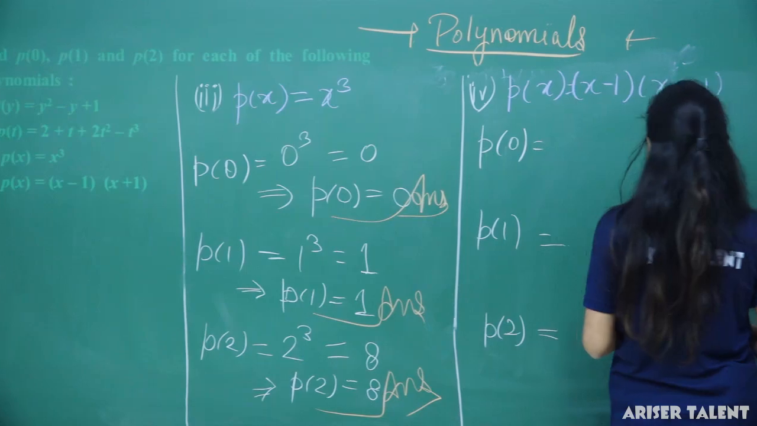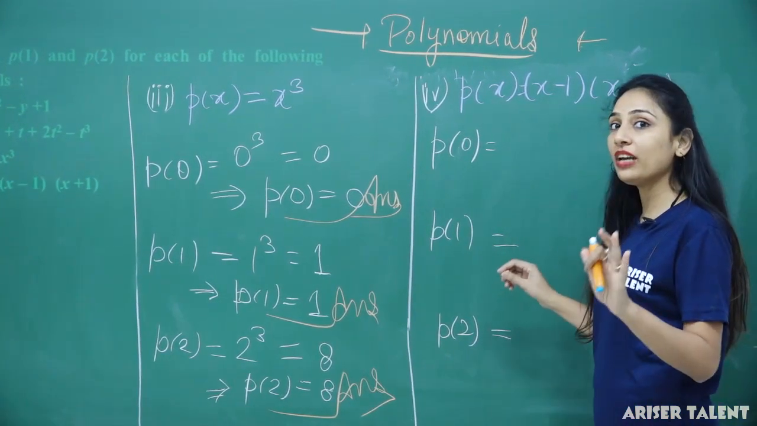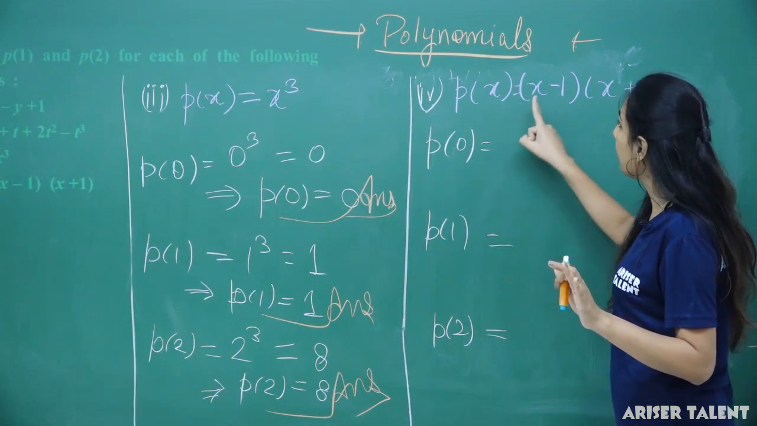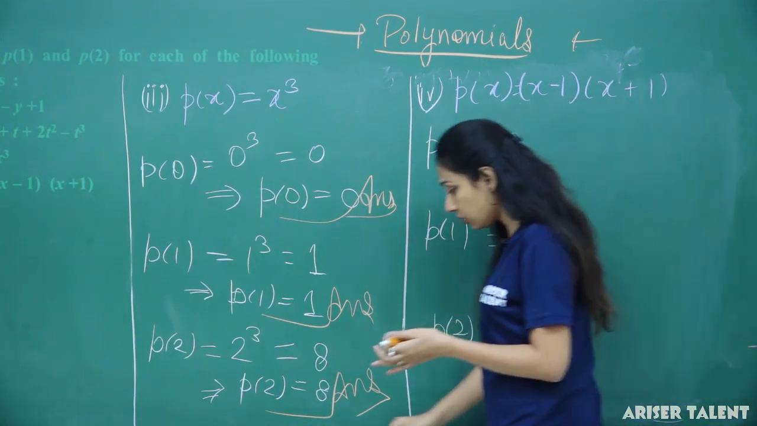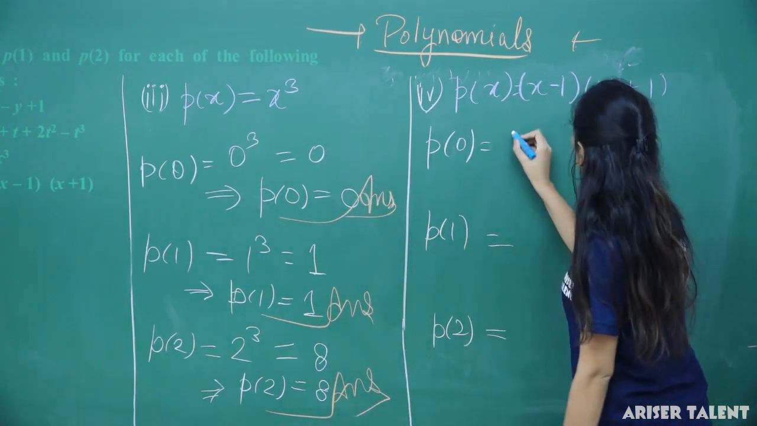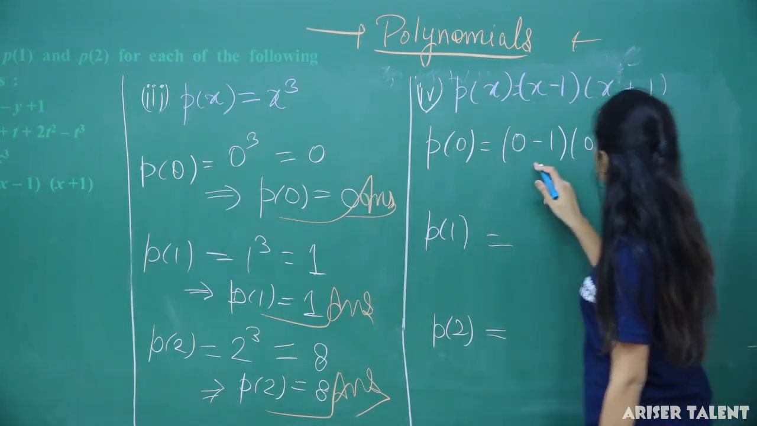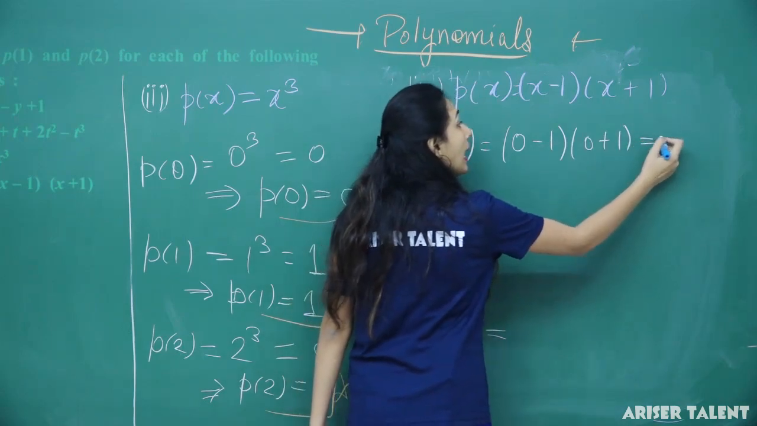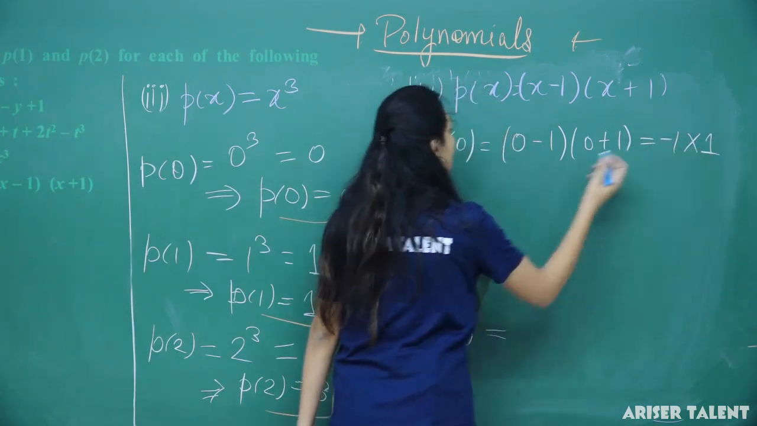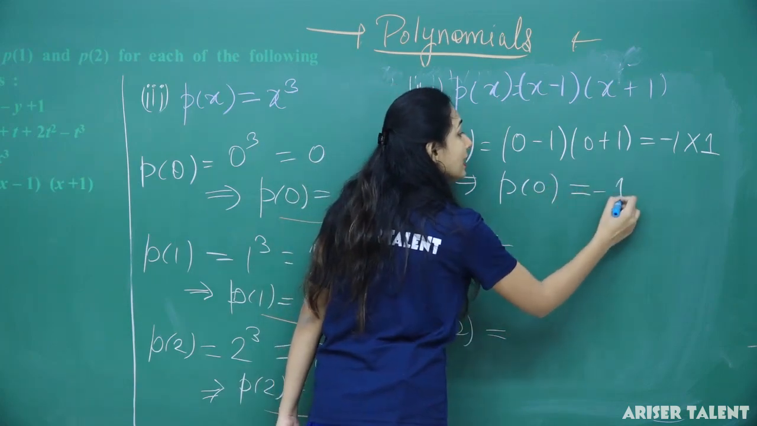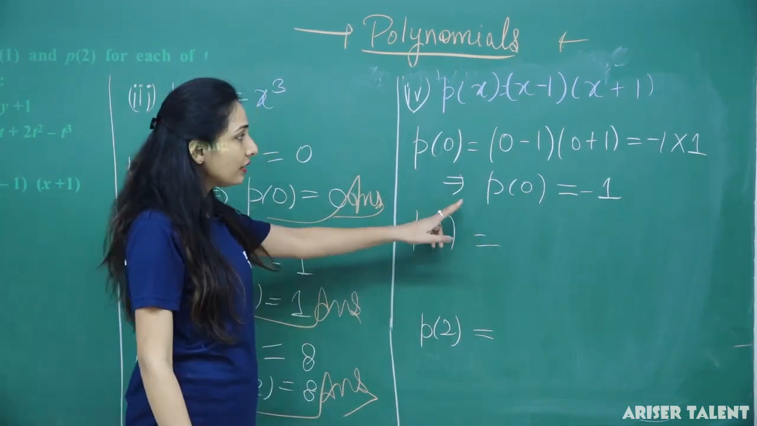Okay, so this is our solution for the third number, and the fourth number is here, P(x) = (x - 1)(x + 1). Now you all know very well how to solve it, so solve it before me. Put x equal to 0, and listen, what will you do? (0 - 1)(0 + 1). Now 0 minus 1 is what? Minus 1, and 1. So P(0) will be minus 1 multiplied by 1, which is minus 1.